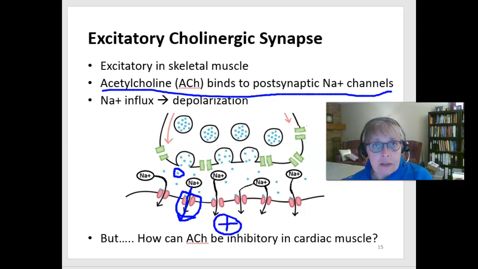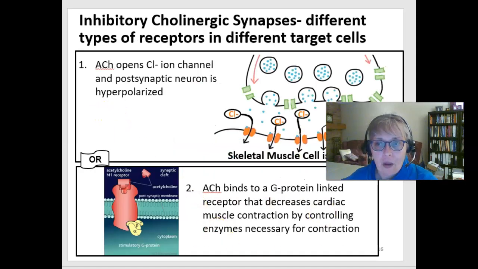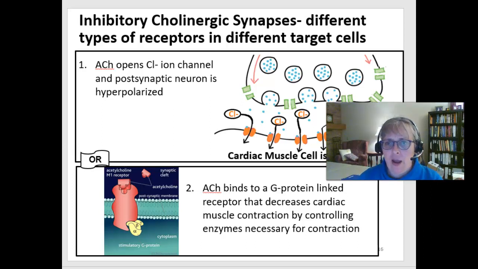So that explains how acetylcholine is excitatory, but as I mentioned, acetylcholine can be inhibitory. So let's look at why that is and how that happens. When a cholinergic neuron synapses on a skeletal muscle cell, we know, sorry, we have another mistake. Of course we do. Okay, I fixed the mistake.